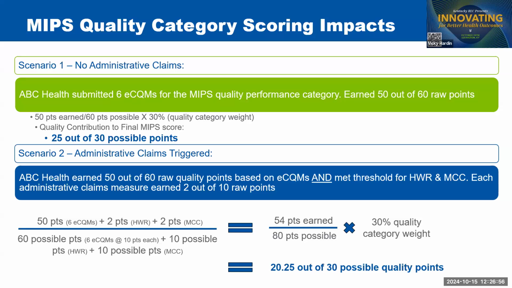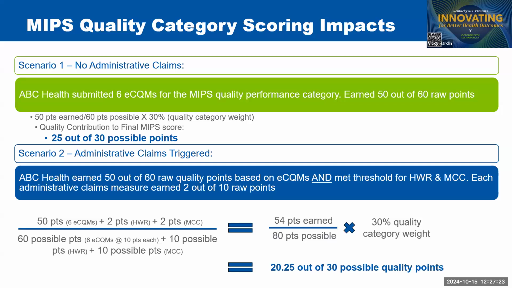So there is a 4.75 difference from the score, solely based on having administrative claims triggered for your submission. So that's a pretty big difference. So it's important to look at these administrative claims. And with that being said, I'll move on to best practices for identifying opportunities for improvement.